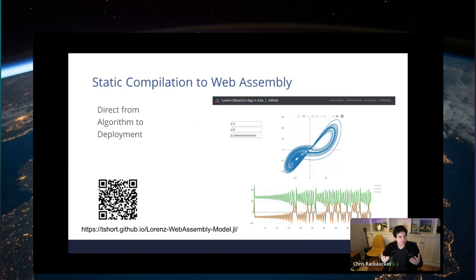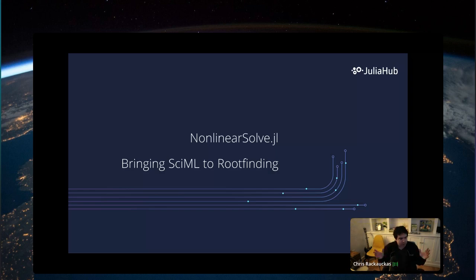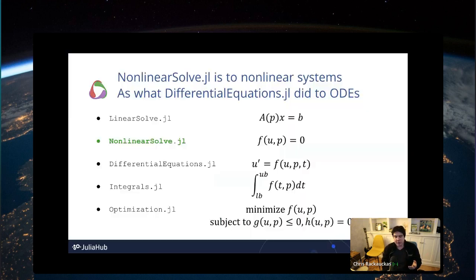The ability to take a code that has a solver embedded into it and generate web apps that are fully JavaScript that can do this. So that's what we have in the differential equation solver space. So how do we bridge the expected features and the expected form of differential equations and linear solve? How did we map this over to NonlinearSolve.jl, so that way it would have the same experience to a user as the differential equation solvers?